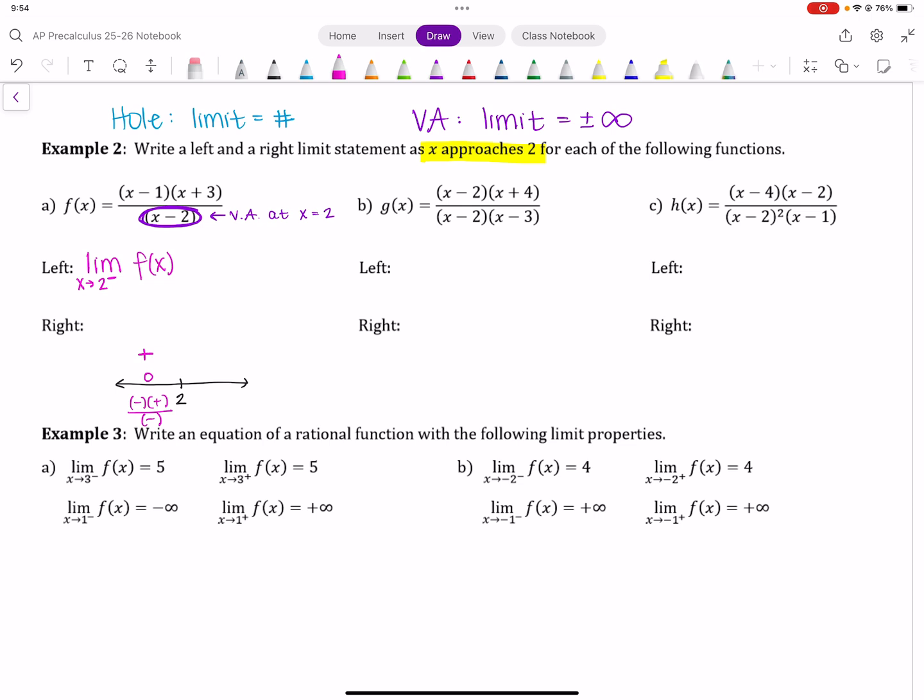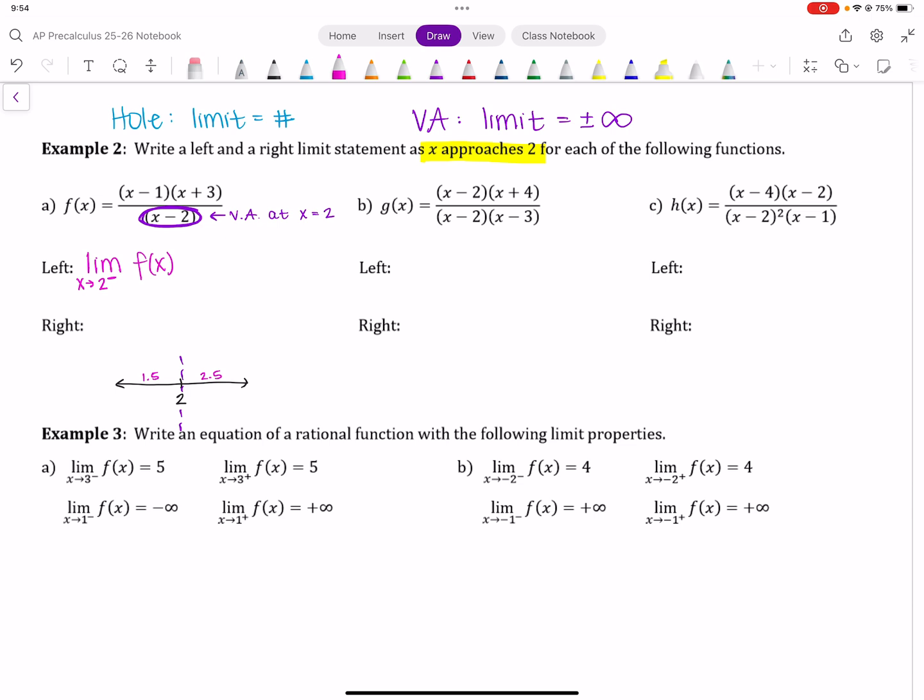Then on the right side of 2, I can check like 5. 5 minus 1 is going to be positive, 5 plus 3 is positive, 5 minus 2 is positive. So because we have all positives, we're looking at a positive number. Or sorry guys, I misspoke. We have to check numbers really close to 2. That's why I'm off. So we want to check like 1.5 and 2.5 to see really close to that vertical asymptote. Are we going up or down?